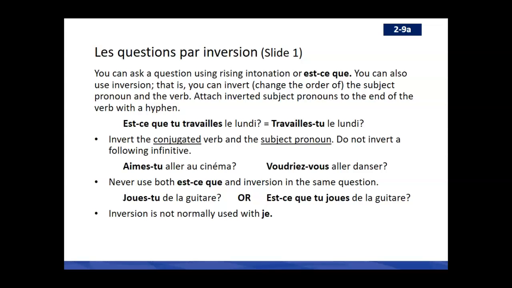Okay, we can't use est-ce que and inversion in the same question, though. You have to pick one or the other. So, joues-tu de la guitare? Or, est-ce que tu joues de la guitare? Or I can just use intonation and say, tu joues de la guitare? Okay, and usually we don't use inversion with je, the subject pronoun for I. So it's with all the other forms, but not usually with je.